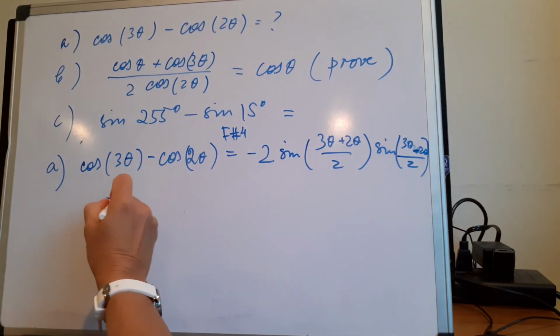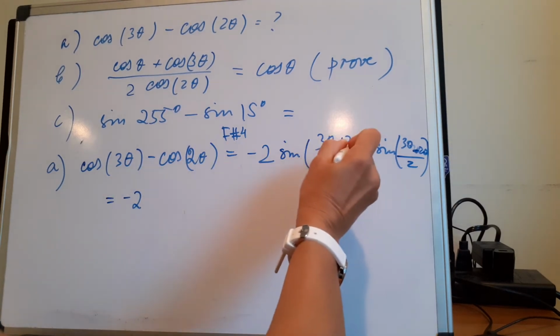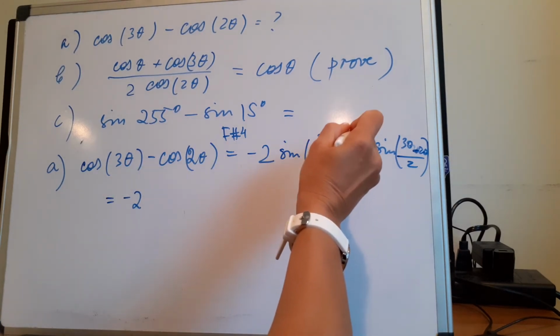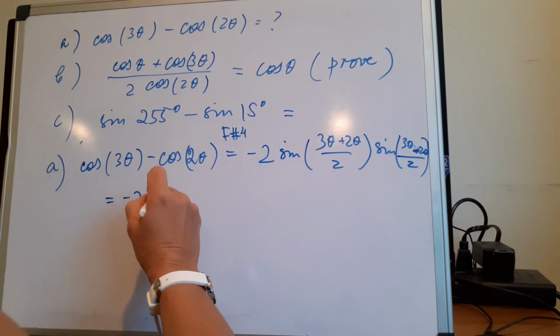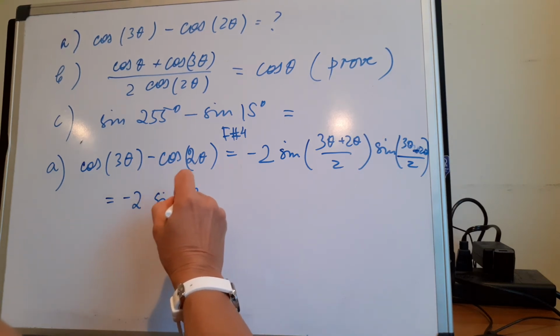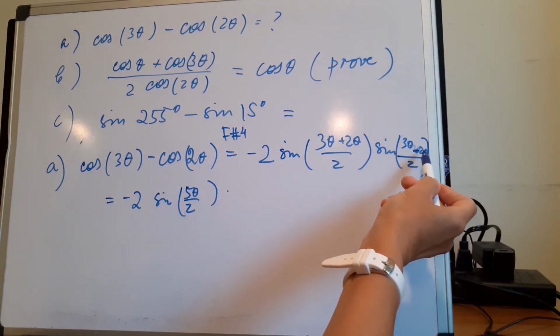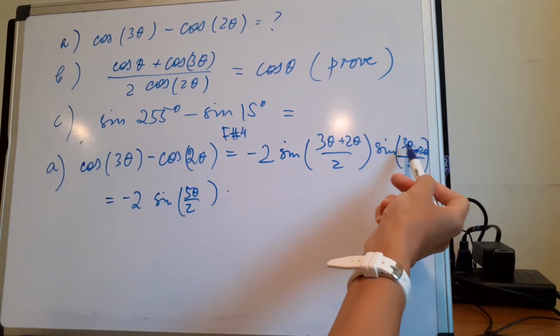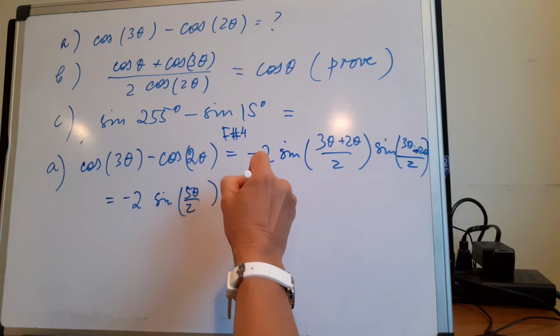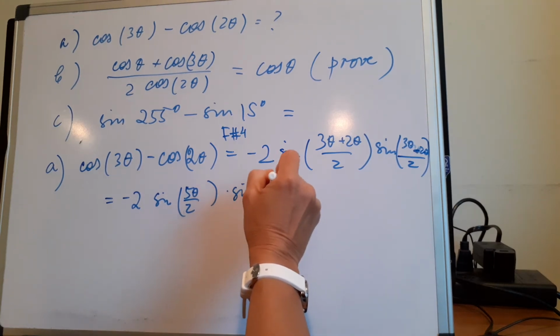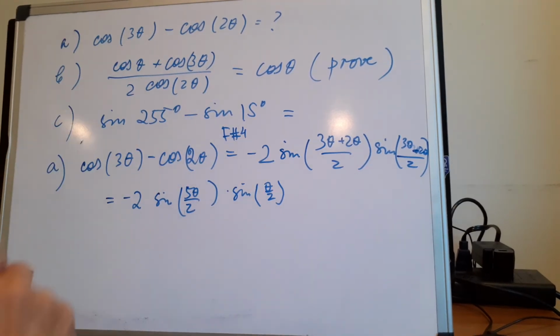Well, let's simplify it. Minus 2. And here we have what? 3 plus 2 is 5 over 2. It's going to be sine of 5 theta over 2. And here we have 3 minus 2, which is 1, right? 1 theta over 2 is going to be just sine of theta over 2. Not much simplifying, just a use of the formula.